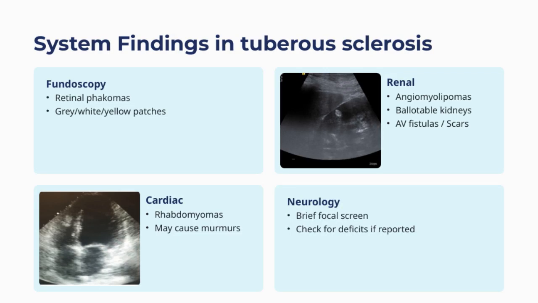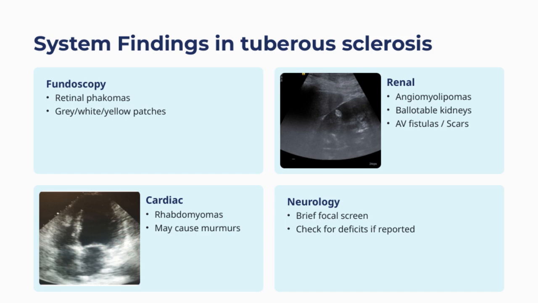Here, we perform a brief focal screen to quickly check for any neurological deficits. If the patient reports any issues or if there are signs during the exam, it's important to investigate further to identify specific deficits. Next, we look at the cardiac system. In tuberous sclerosis, one of the common findings is the presence of rhabdomyomas, which are benign cardiac tumors. These can sometimes cause murmurs, so auscultation can provide valuable clues.